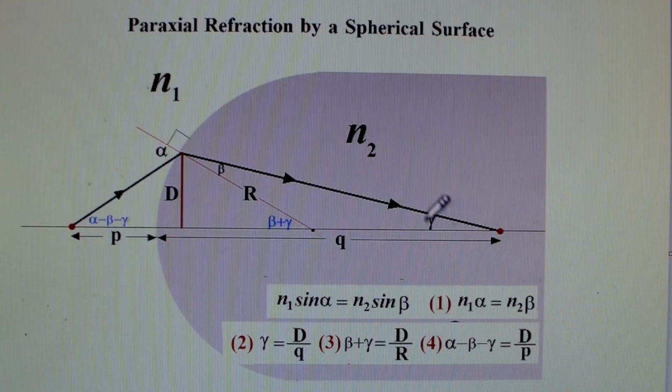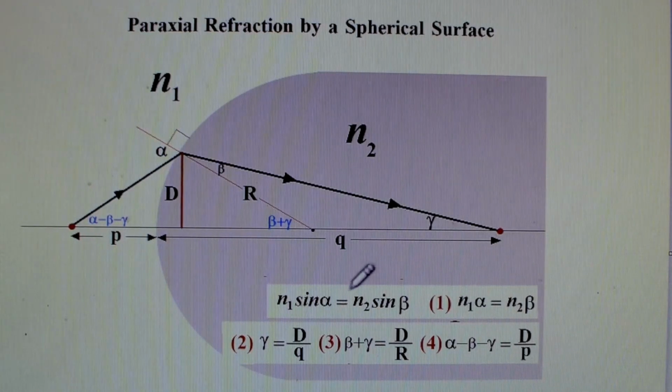Now we're going to define this angle called gamma. So gamma plus beta is equal to this angle. And this angle plus this angle is equal to alpha. So this angle is alpha minus beta minus gamma. And we're going to relate all these defined variables in the following way.